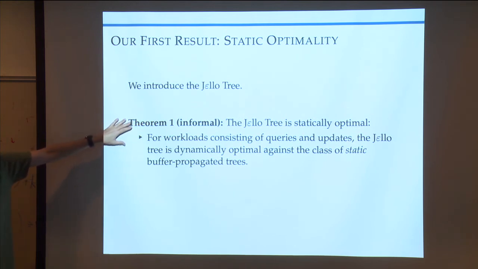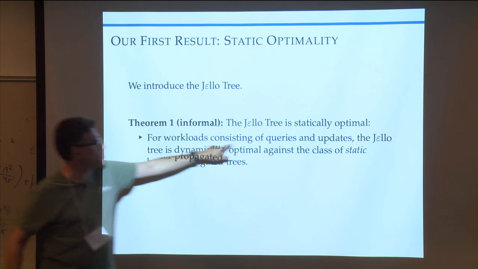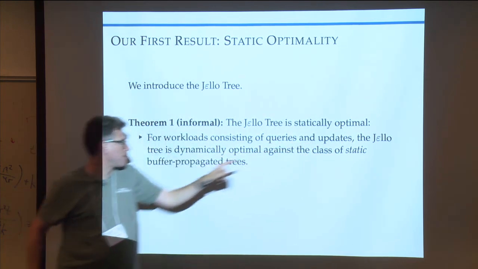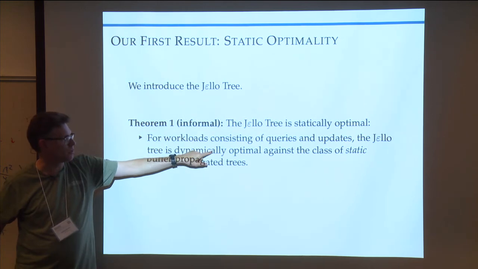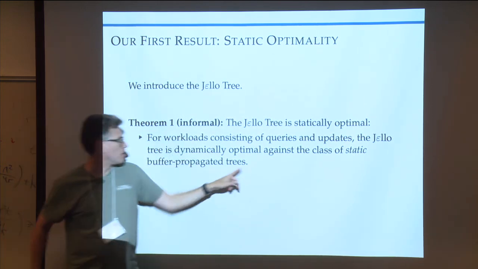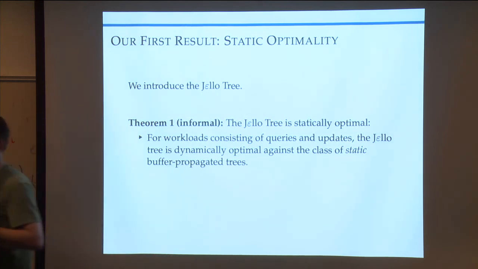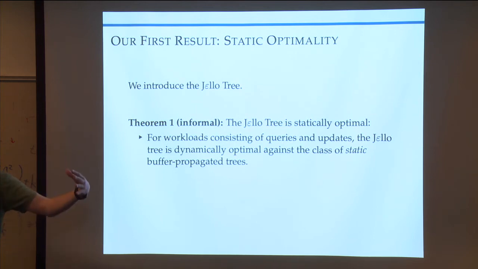So what statically optimal means is that for workloads consisting of queries and updates, the Jello tree is dynamically optimal against the class of static buffer propagated trees. Now I need to make sure it's clear what I mean by a static buffer propagated tree. Because we're only doing updates, the key space is not changing. The set of keys in the data structure is always the same. And therefore, in a static buffer propagated tree, we never change the pivots, we never merge or split. The only thing that's happening is these buffers are filling and emptying as the updates and queries get flushed down the tree.